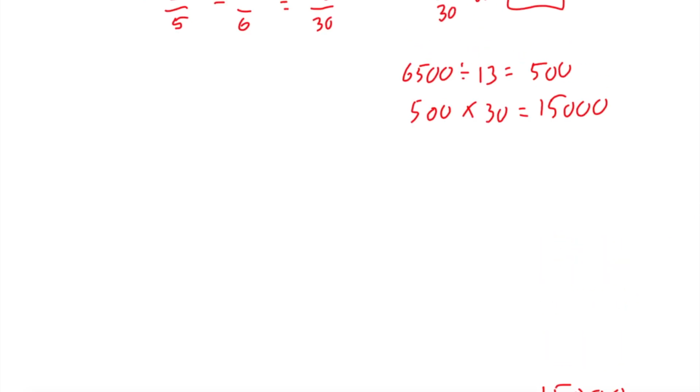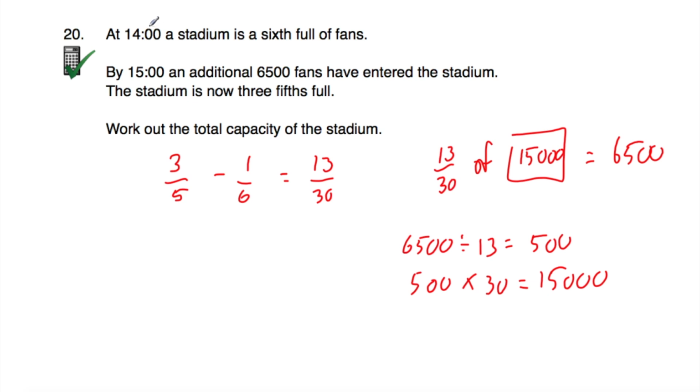And that's it. So just to recap, in this question, we were told at 2 o'clock the stadium was a sixth full, and by 3 o'clock the stadium was 3/5 full. So we took those away to find out what fraction of the stadium was filled between 2 o'clock and 3 o'clock. That was 13/30, and we knew that was equal to 6,500 fans. So then we just divided that by 13 and times that by 30 to find out what the original would have been, or what the total capacity would be, which is 15,000.